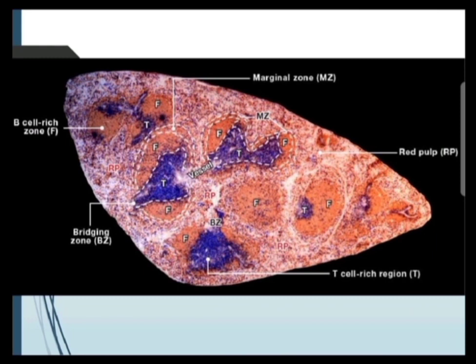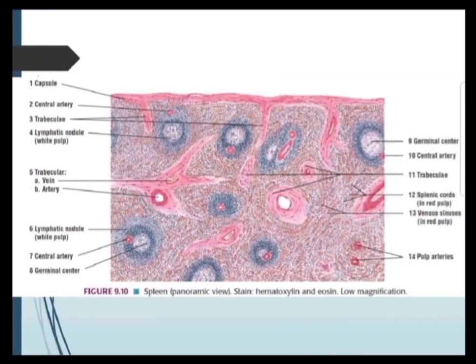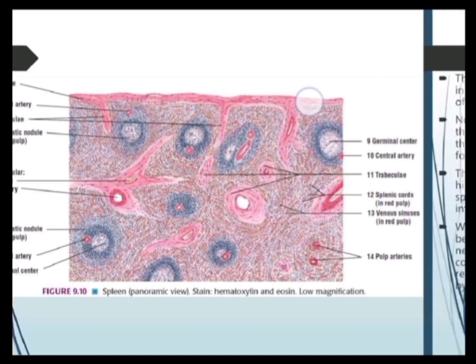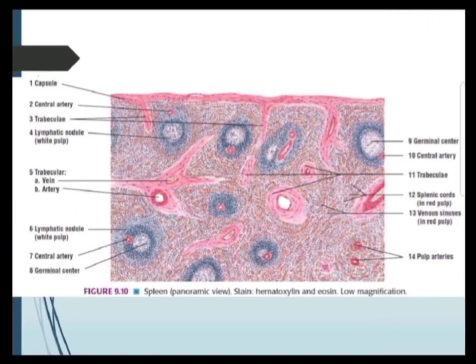So you can see that this is the spleen. When we cut a section, you will find that it is surrounded by a connective tissue capsule, and this capsule sends trabeculae inside, which divide the splenic pulp into smaller compartments known as lobules. Here in this diagram, this is the capsule of the spleen, and these are the trabeculae which enter into the spleen and divide it into smaller compartments.